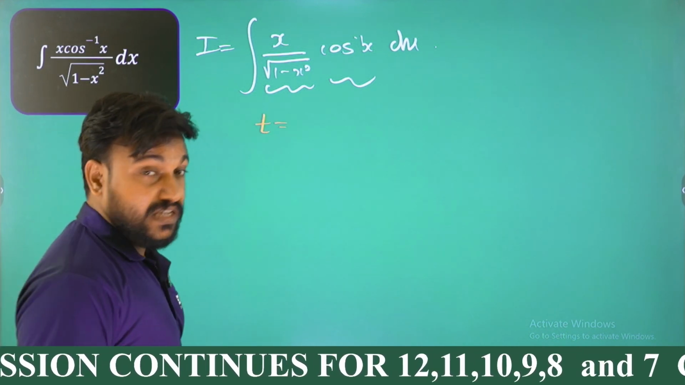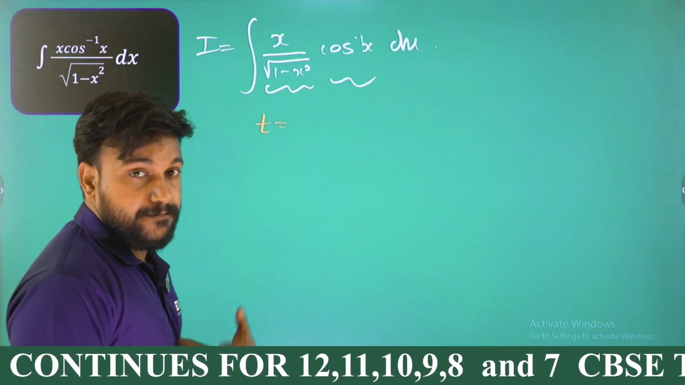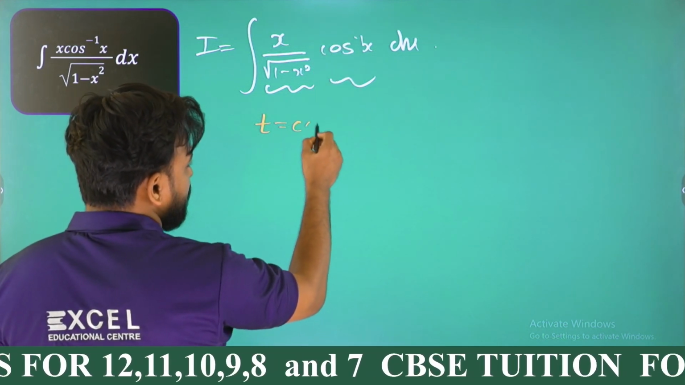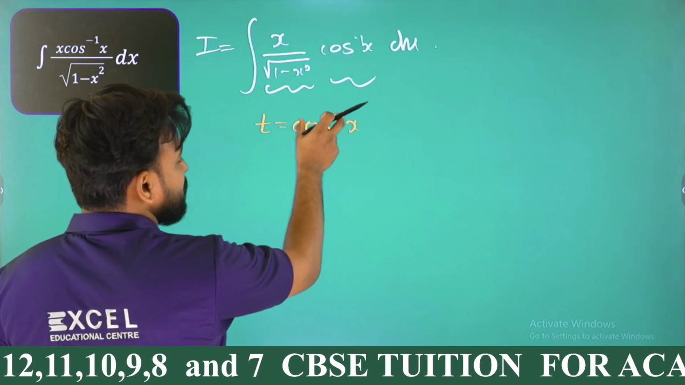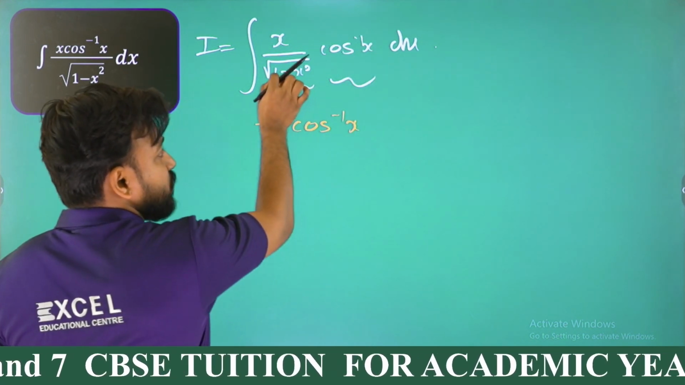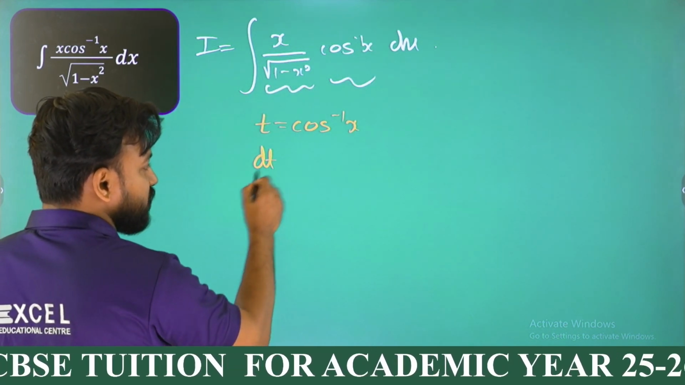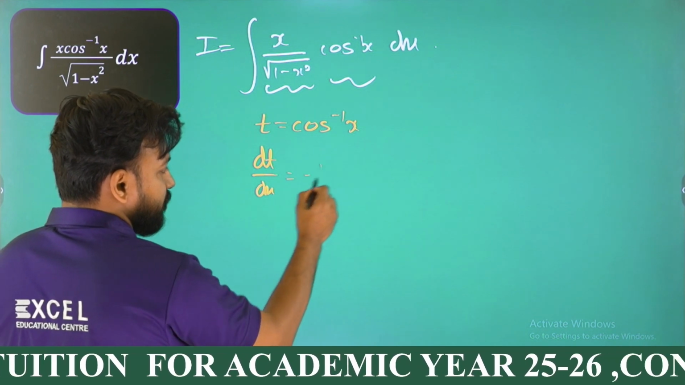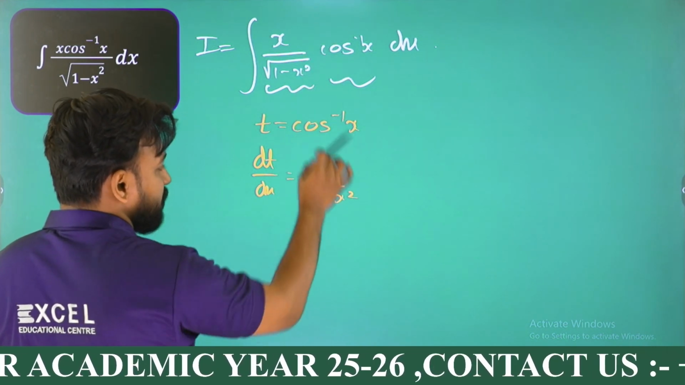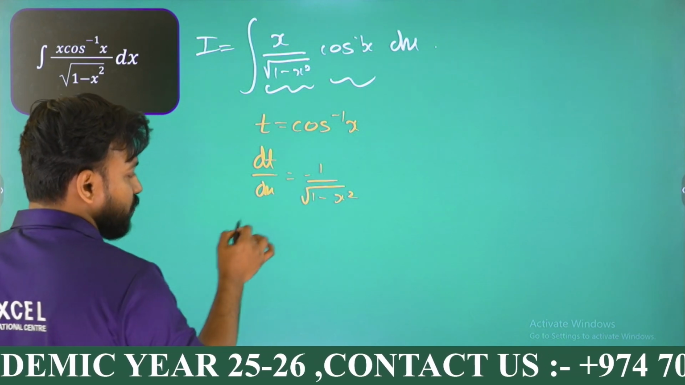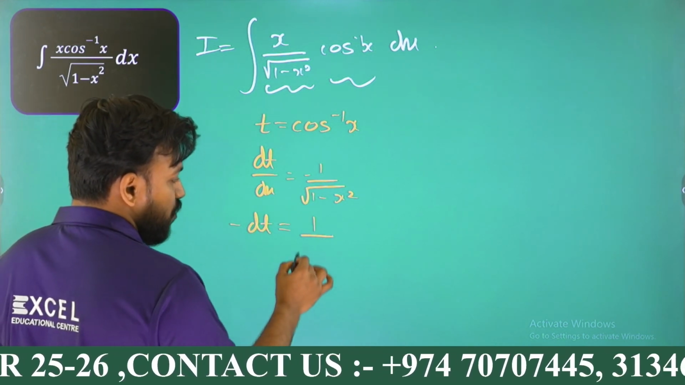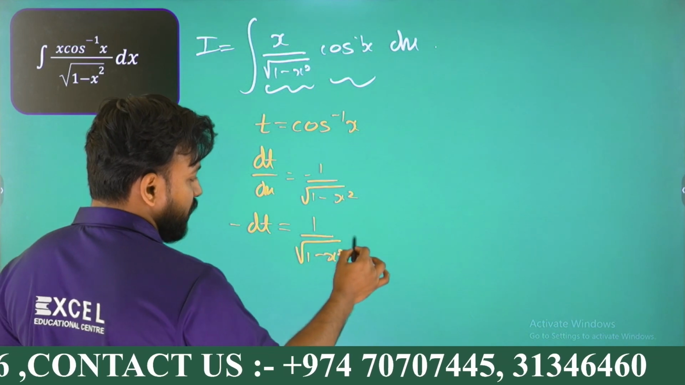Try substitution, then we can go for integration by parts. So cos inverse x, I'm going to substitute t as cos inverse x, because the derivative of cos inverse x is what? Minus 1 by root of 1 minus x square. So we have 1 by root of 1 minus x square here. I have taken the negative to this side: minus dt is equal to 1 by root of 1 minus x square into dx.